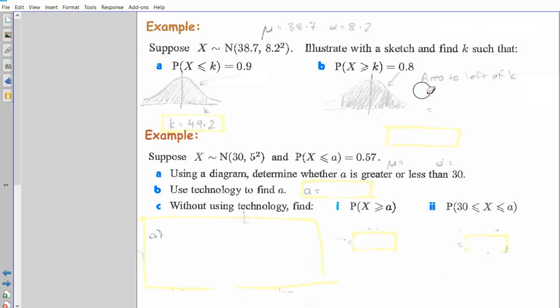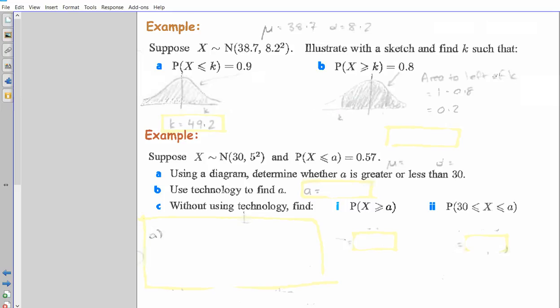Area to the left of k is 1 minus 0.8, which is 0.2. So they've told us that the area to the right of k is 0.8. So k is down here somewhere. There's our k. The area to the right of it, because x is greater than k, is 0.8. So what would be the area to the left of it? It would be 0.2. It's just 1 minus 0.8.